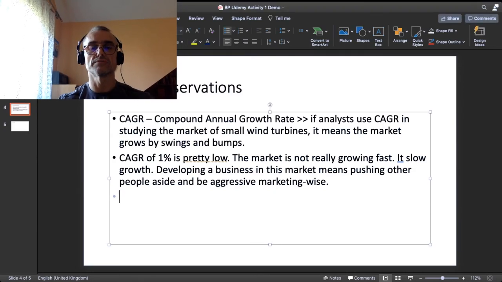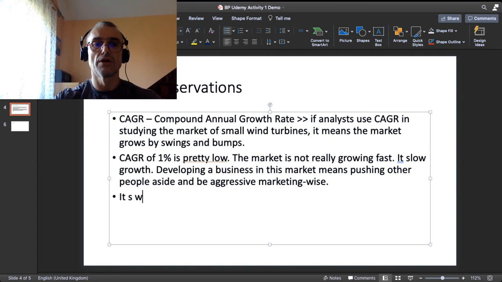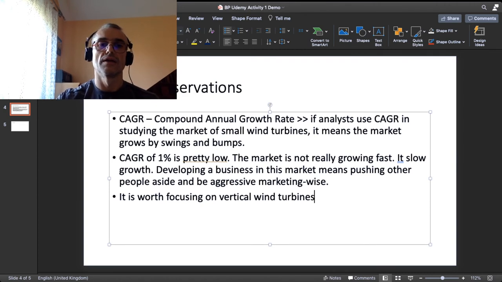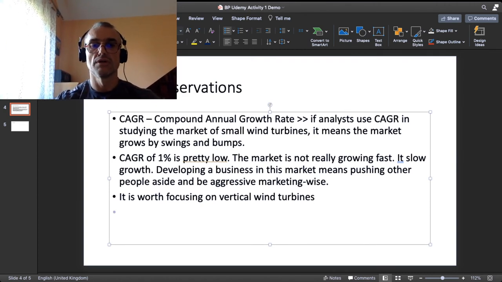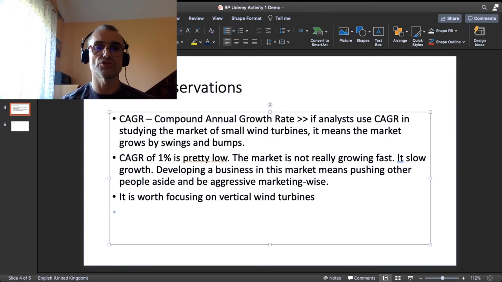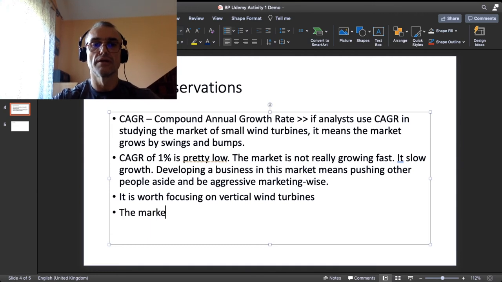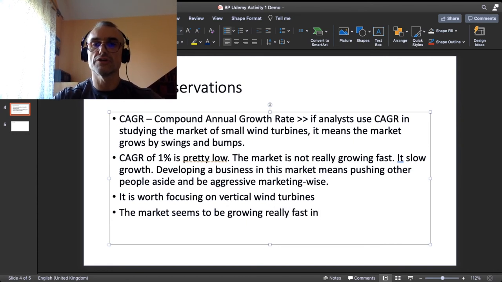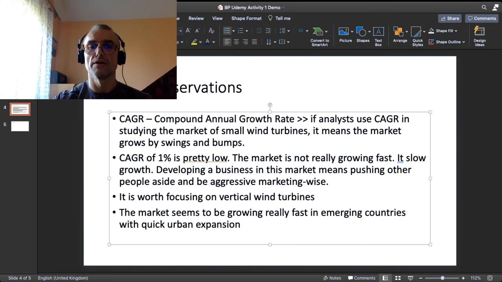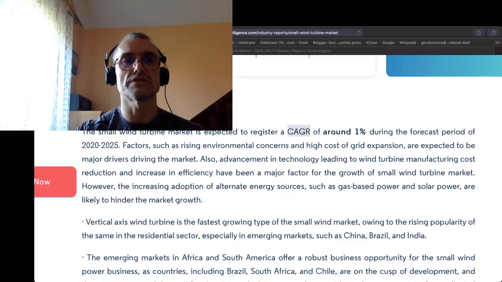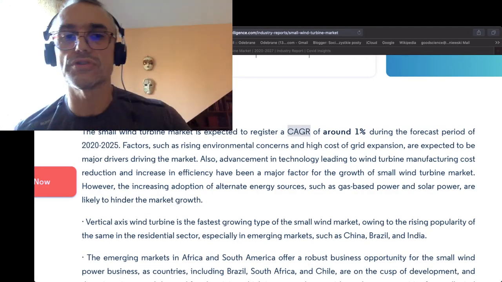Okay, I go to my notepad and I write down that it is worth focusing on vertical wind turbines. And the second piece of information, which I have drawn from that short passage, is that the market seems to be growing really fast in emerging countries with quick urban expansion. Why do I write about that urban expansion? This is an explanation, a creative interpretation of what is written here.